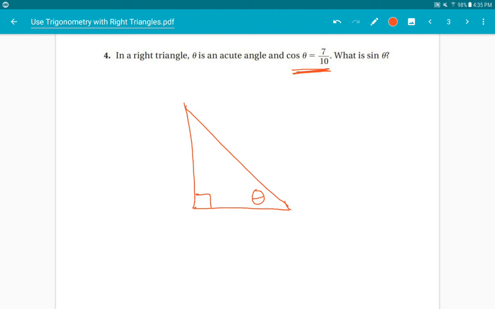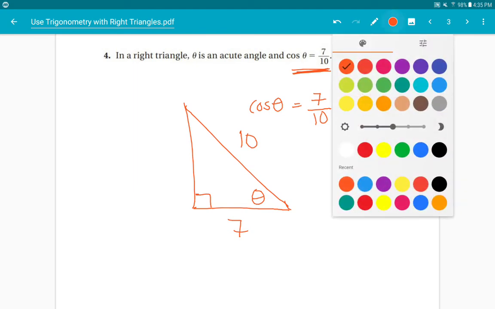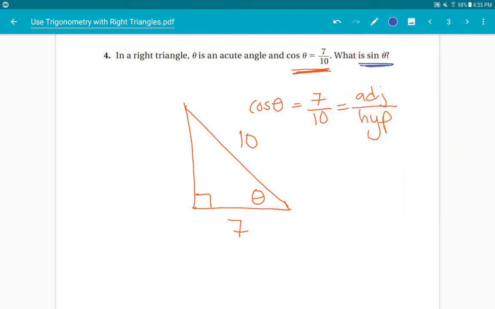Okay, it's telling me that the cosine of theta is 7/10. I know cosine is equal to the adjacent over the hypotenuse. Okay, so which side is 7 and which side would be 10? So 7 is adjacent and the hypotenuse is 10. Now they want me to find what is the sine of theta. So we are looking for the sine of theta.